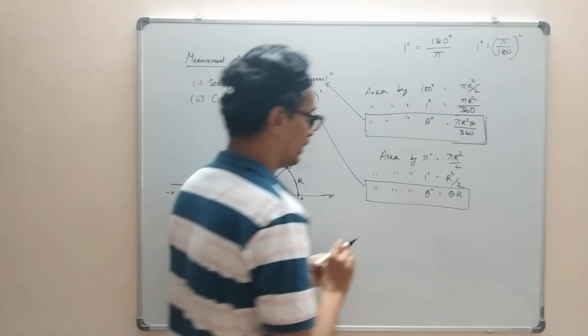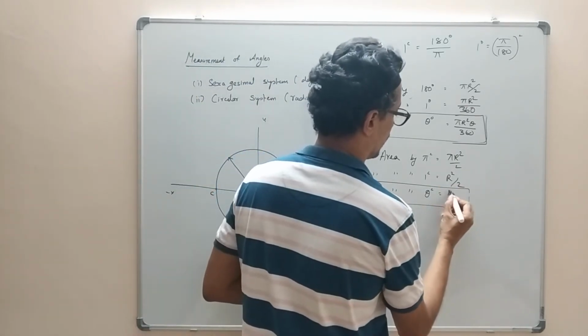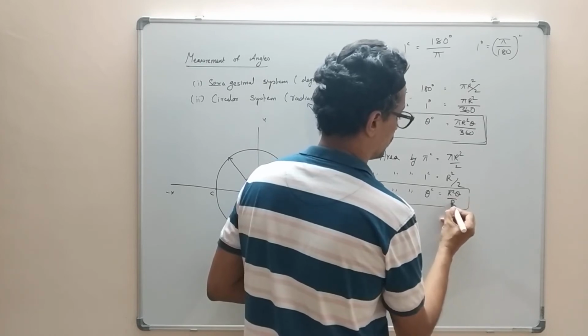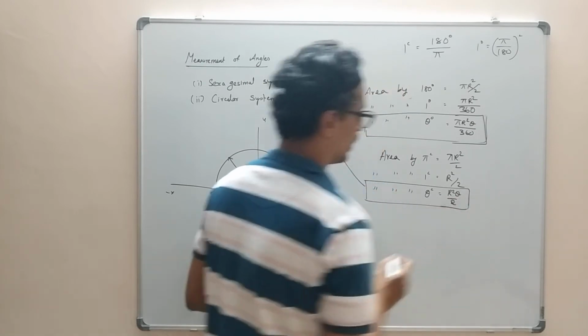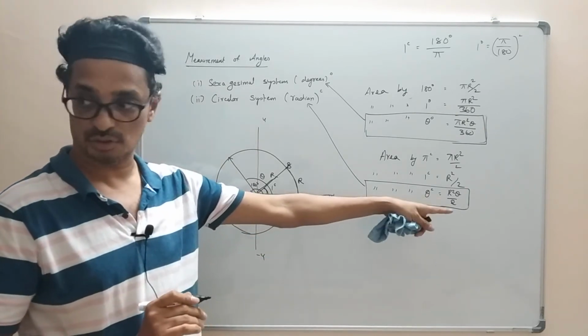Therefore, theta radian will be equal to how much? Tell me. R square theta by 2. Pi goes off. So again, you see when you define the area, there is no pi.